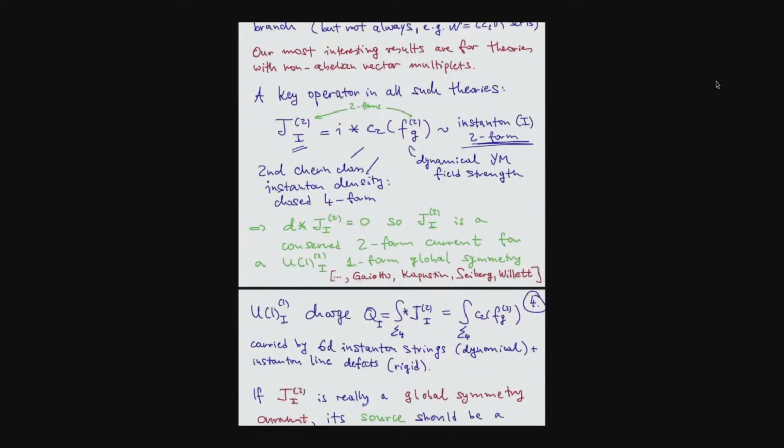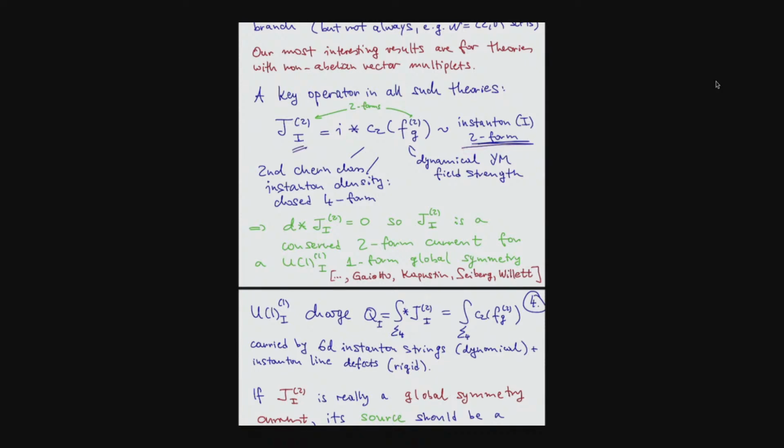Now, if you have a 6-dimensional gauge theory, there is an interesting operator that kind of hits you in the face. Given the non-abelian 6D gauge field and its field strength little f, you can form the standard instanton density, the second Chern class of F. This is a closed 4-form, just like the instanton density in 4 dimensions. And therefore its Hodge dual is a conserved 2-form. I'll call this 2-form J sub instanton, the instanton 2-form.